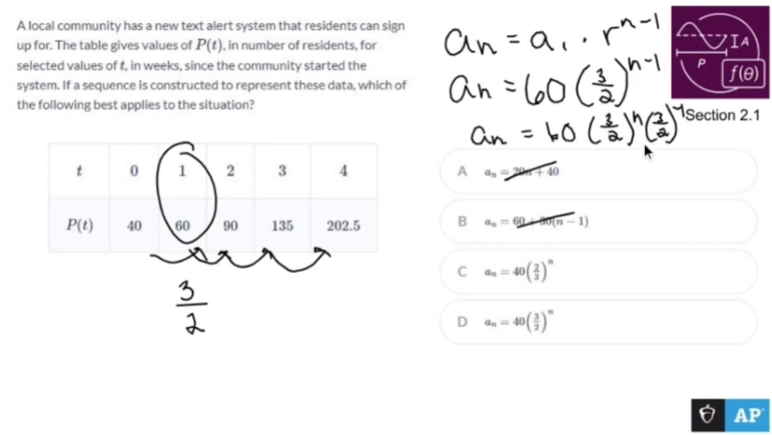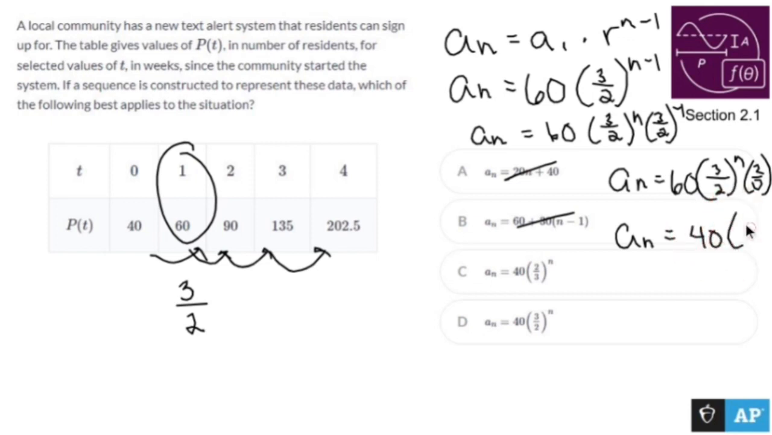Now, what I can do is, I have a fraction to the negative 1 power. Flip that. 60 times 3 over 2 to the nth, flip that, making it 2/3. 2/3 of 60 is 40. So a sub n equals 40 times 3 over 2 to the n. Now, maybe I did too much.